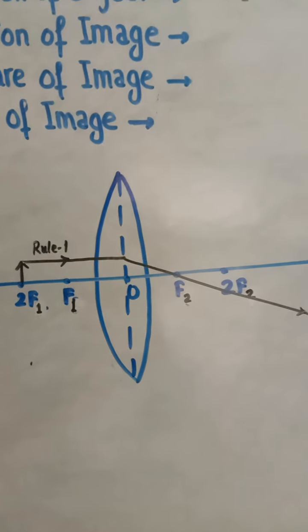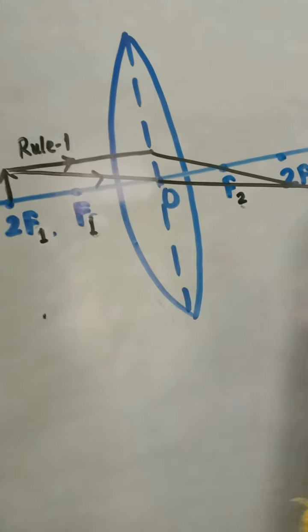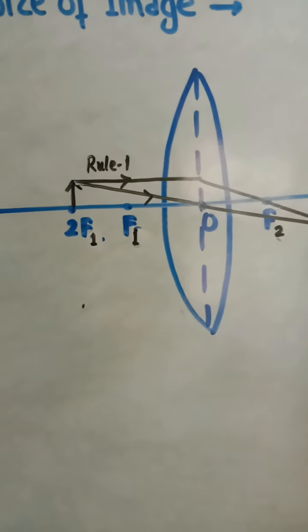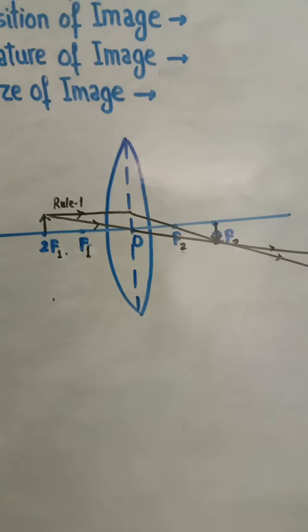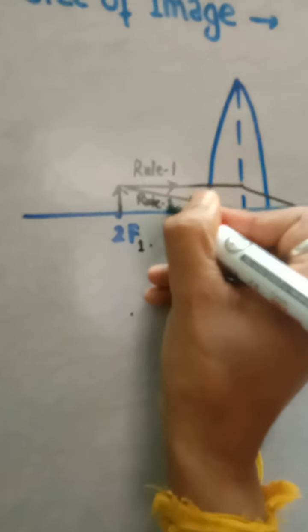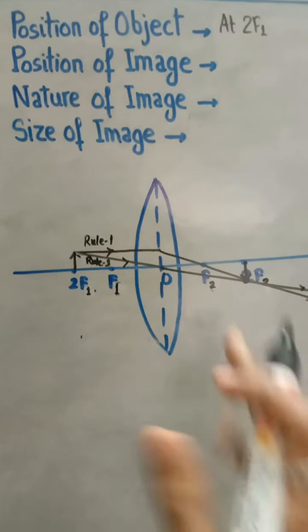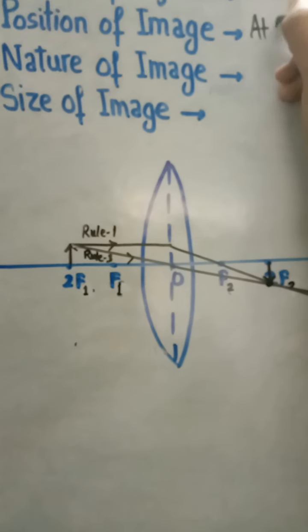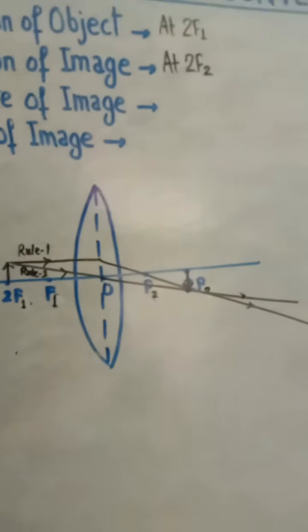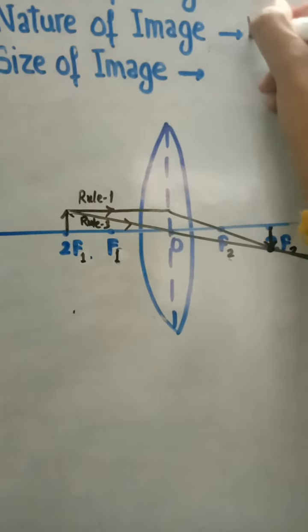Fine. Then use rule 3. Use a scale, allow it to go through the optical center. So both the rays should actually meet at twice f2. See, it's almost like the center of curvature for a mirror, only the difference is it is on the other side of the lens. So if the object is kept at twice f1, the image will form at twice f2. And nature, as I told you, this side it will come down.